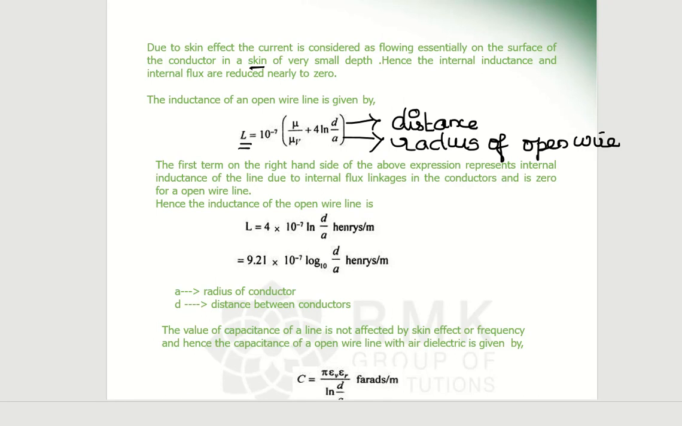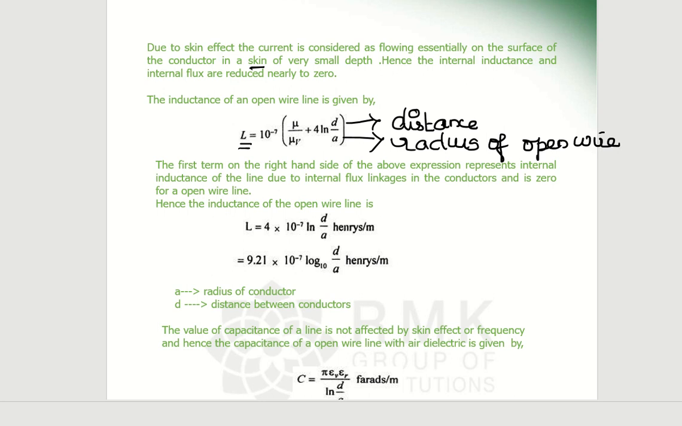Due to the skin effect, the current is considered as flowing essentially on the surface of the conductor, in the skin of very small depth. Hence, the internal inductance and internal flux are reduced nearly to zero. So then we are going to see some formulas related to inductance, capacitance, DC resistance, AC resistance, then resistance due to the high frequency signal.